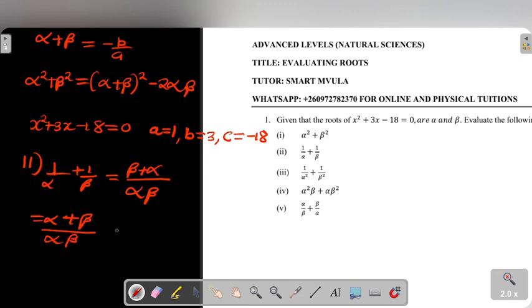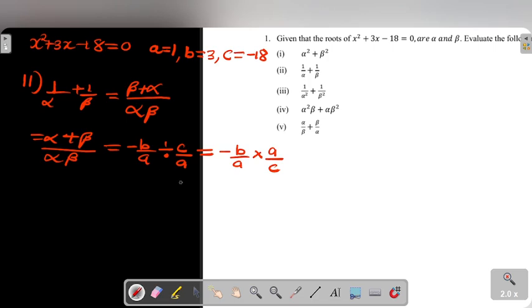Then for alpha plus beta, we have a property for that. If you remember, it's negative b over a. Then we'll divide by alpha beta, which is c over a. So you can simplify this further by saying this is negative b over a, then you multiply and we switch those. So a will be on top, then we have c down there. That's what we have. So a and a cancel.